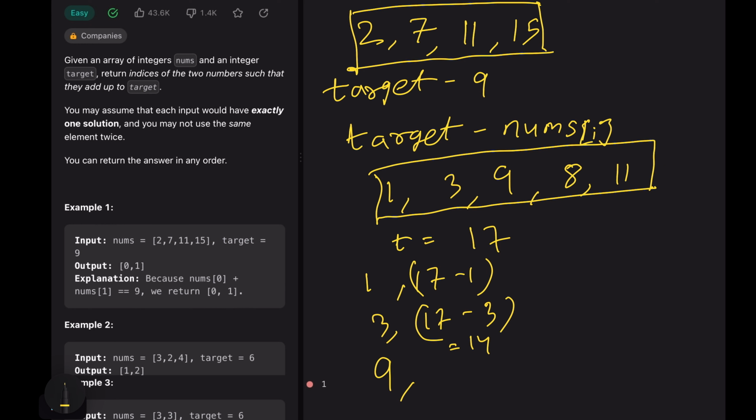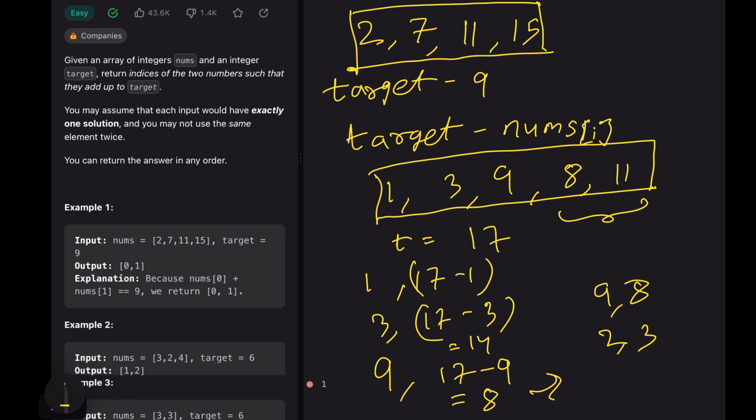For 9, we need to find 17 minus 9, which is equal to 8. So our search space will be this much. Here we will find 8 and we can return 2, 3.